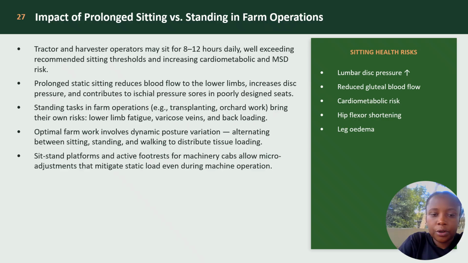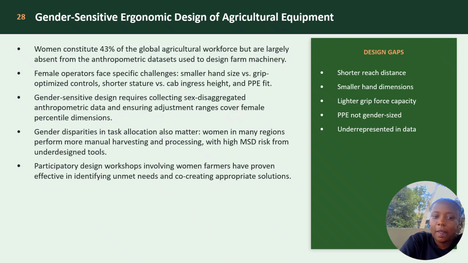Topic 27, impact of prolonged sitting on operators in farm operation. Some impacts on health from prolonged sitting. First one, lumbar disc pressure. Second one, reduced leg blood flow. Third one, cardiometabolic risk. Fourth one, hip flexor shortening and leg edema.